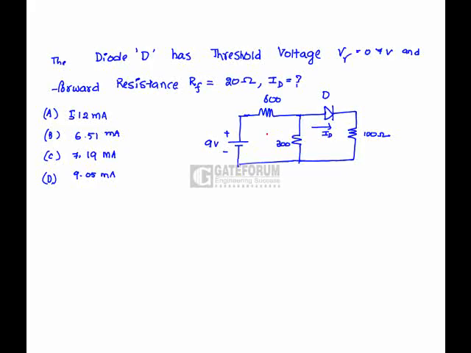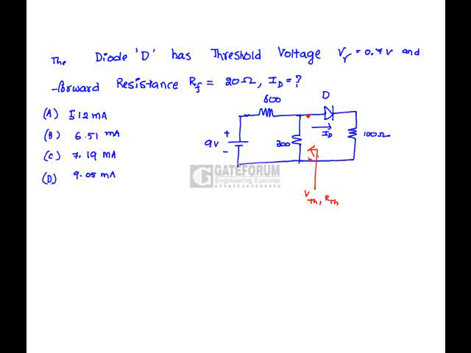Next, the diode D has threshold voltage, that is V cut-in, equal to 0.7 volts, and the forward resistance RF is equal to 20 ohms. We have to find the value of ID. See, this problem can be solved in different ways. One method is we can find a threshold voltage VTH and RTH, and replacing this network with Thevenin's equivalent circuit, we can solve for ID.